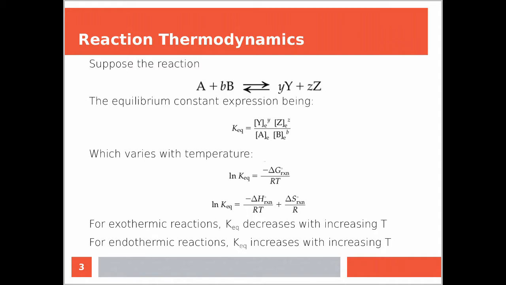So in some cases, you need to also consider the conversion of your products by using your equilibrium constant. The reverse goes for an endothermic reaction: increasing your temperature increases K equilibrium, so it increases the product formation. Those are the things to consider, especially when you design your reaction or your reactor.